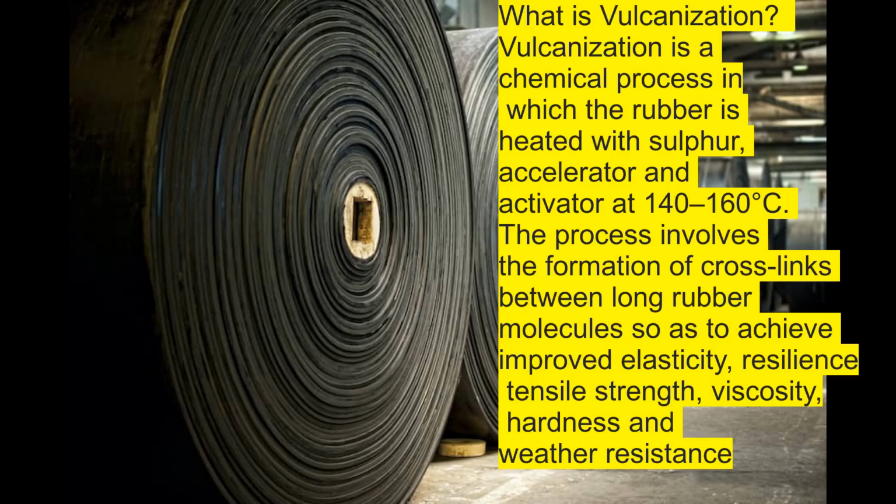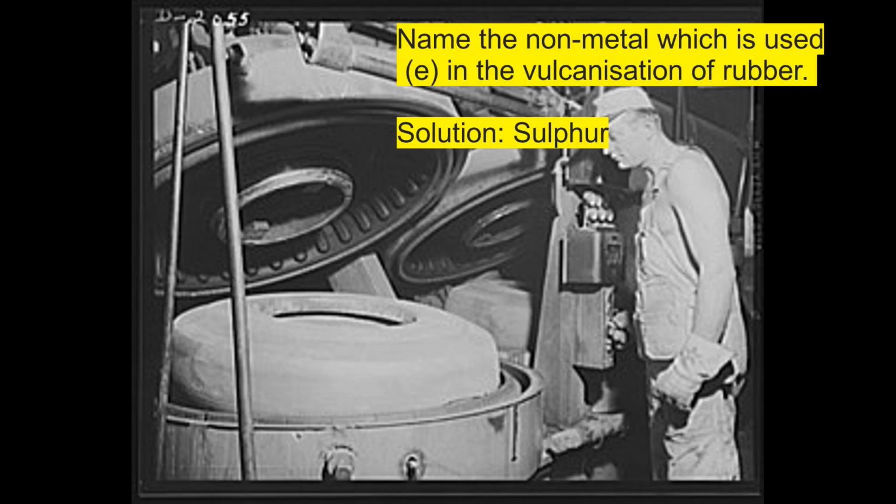What is vulcanization? Vulcanization is a chemical process in which the rubber is heated with sulfur, accelerator and activator at 140 to 160 degrees Celsius. The process involves the formation of crosslinks between long rubber molecules so as to achieve improved elasticity, resilience, tensile strength, viscosity, hardness and weather resistance. Name the non-metal which is used: E. In the vulcanization of rubber. Solution: E. Sulfur.